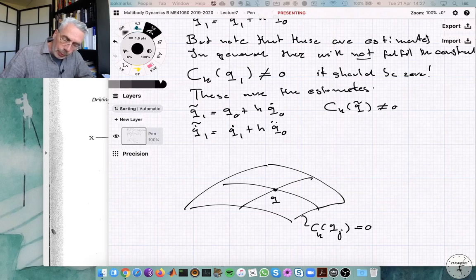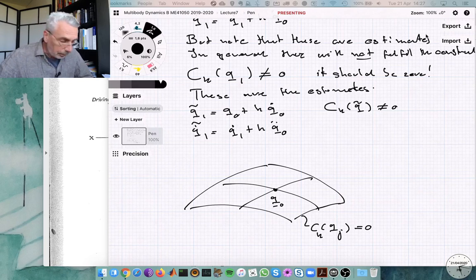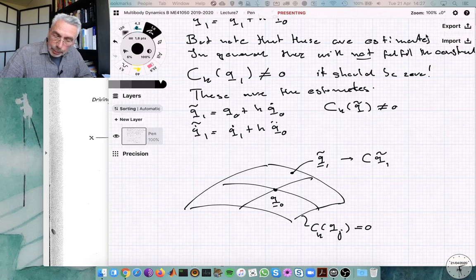So q_0 is perfectly, this vector is perfectly on the surface. Then we do an estimate, and let's say our estimate is somewhere here. So this is our estimate q_1, and it's clearly not on the constraint surface. So if we calculate this, it is not equal to 0. Or in other words, it's a little bit above the surface.